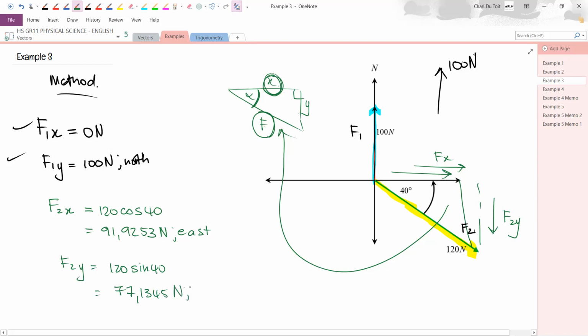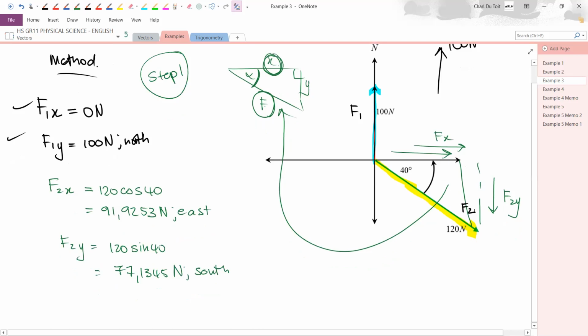And that is 77,1345 Newton south. Screenshot. So this is like step 1. Step 1 is calculate the components of each force. So we're going to write it here somewhere. Step 1.